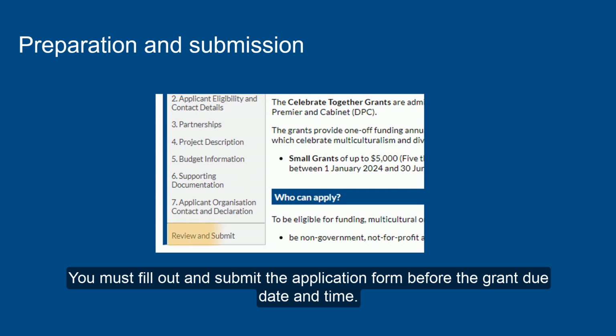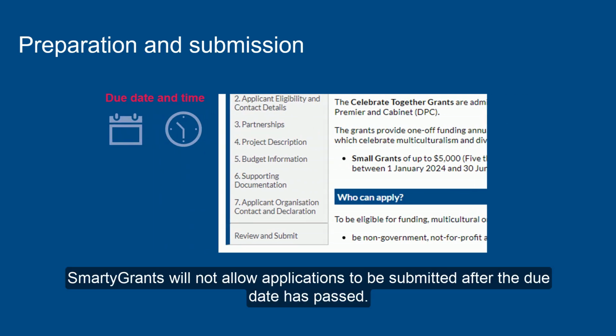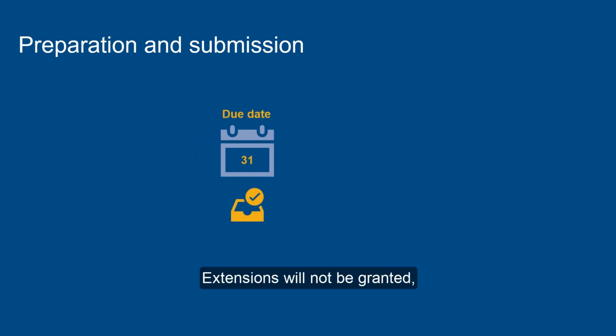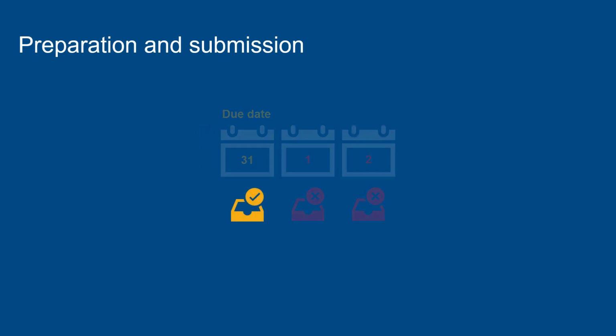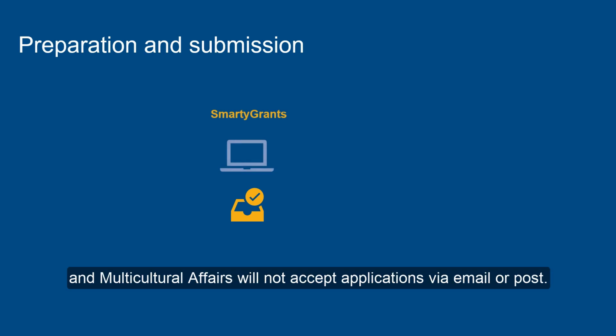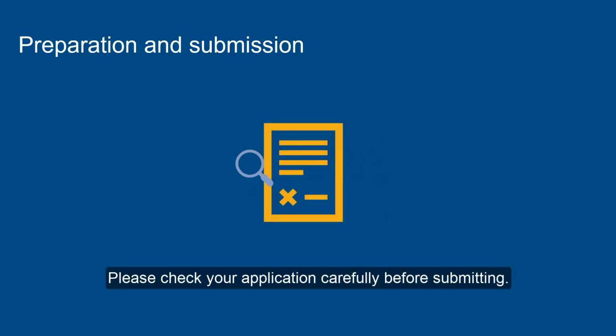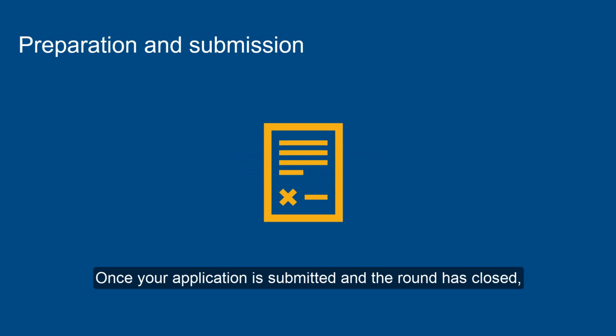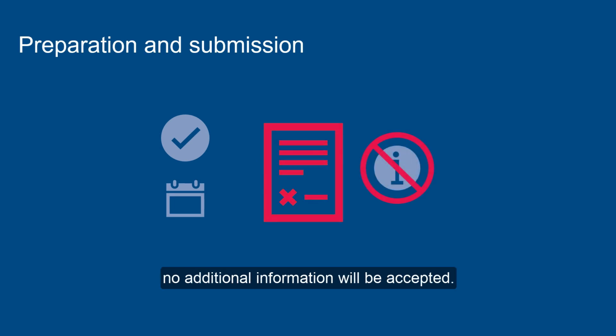You must fill out and submit the application form before the grant due date and time. Smarty Grants will not allow applications to be submitted after the due date has passed. Extensions will not be granted. And Multicultural Affairs will not accept applications via email or post. Please check your application carefully before submitting. Once your application is submitted and the round has closed, no additional information will be accepted.